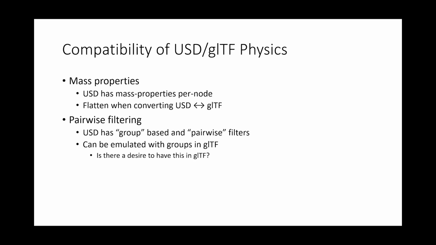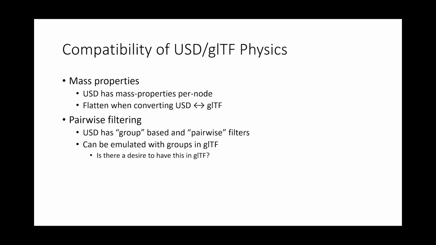So we're considering just flattening those mass properties when we convert between USD and glTF, which means you get the same behavior physically, although then you're potentially losing information if you start with an asset in USD that has these mass properties, put it into glTF, and then pull it back out into USD again. I know that's not the path that we were talking about with the interoperability. You do lose information there, unfortunately.